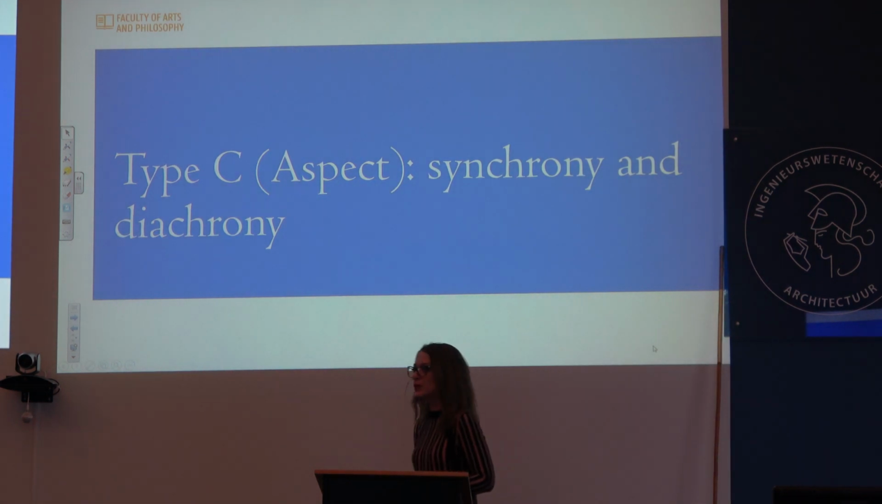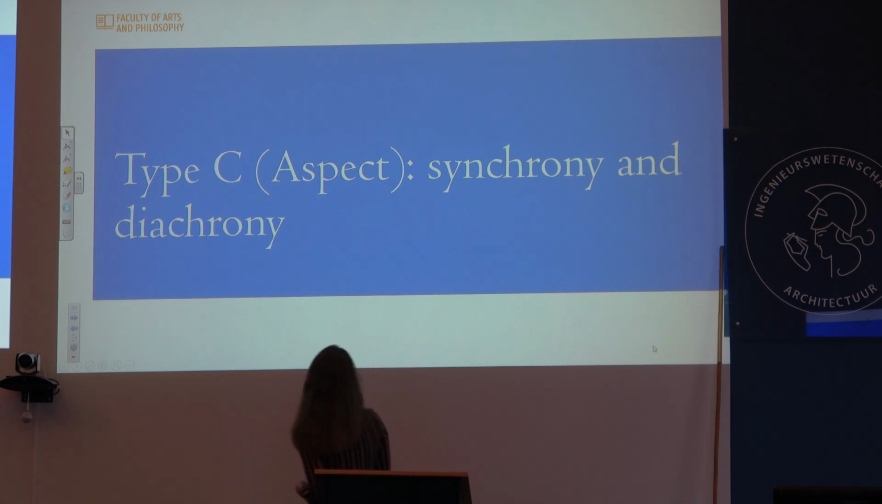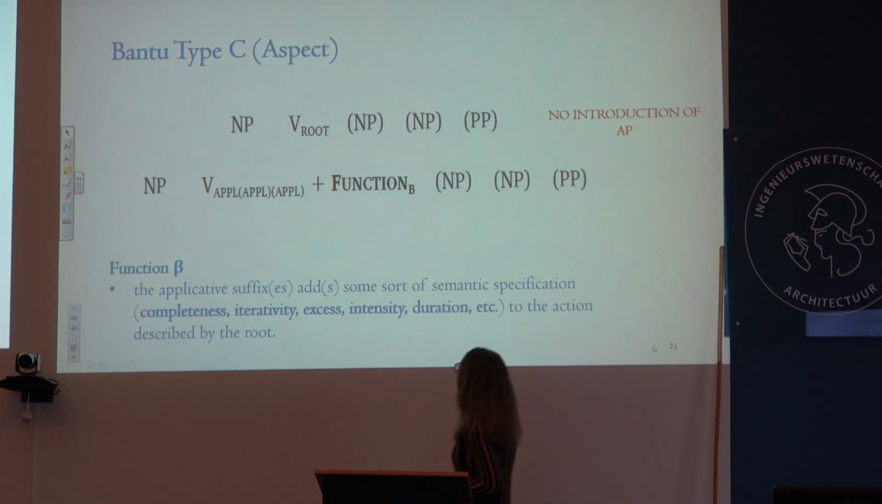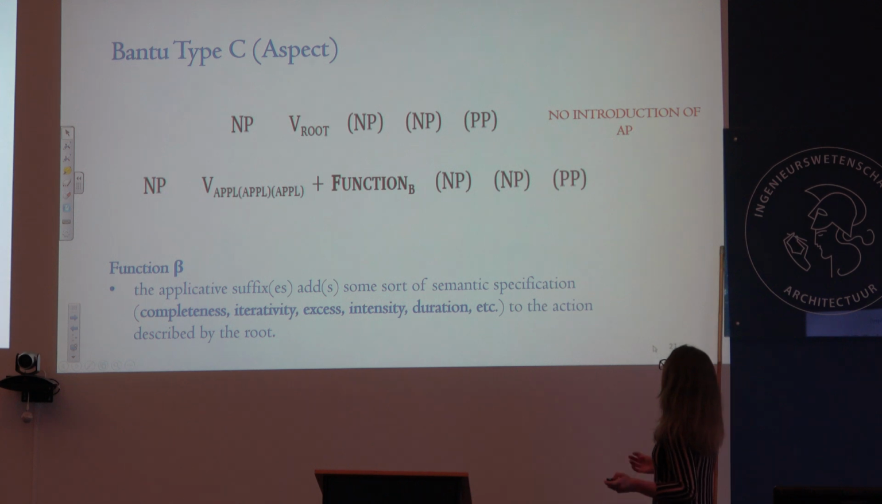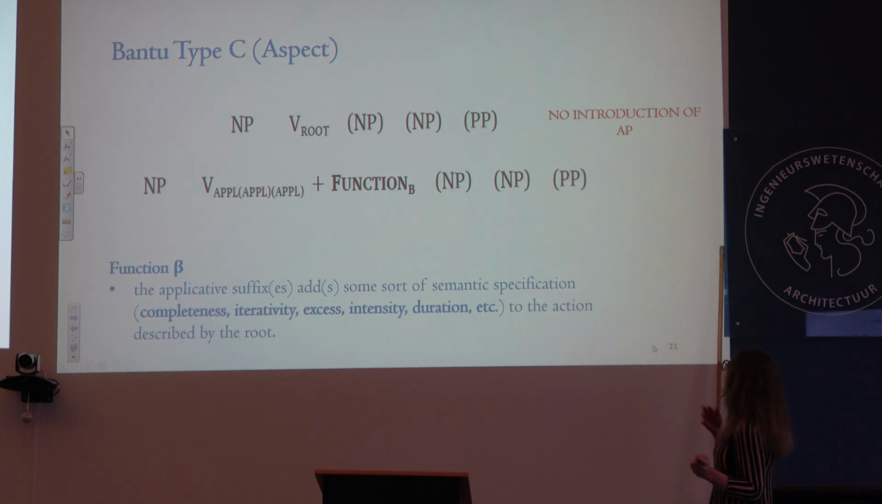We now move on to type C aspect. And here, as you can see, in the construction of the root, you have whatever postverbal entries you might have. In the construction of the applicative morpheme, you might have 1, 2, or 3 applicative suffixes. And there's no introduction of an applied phrase, but the applicative modifies the meaning of the verb root by adding one of these meanings, and maybe many more than those listed here, to the action described by the root.